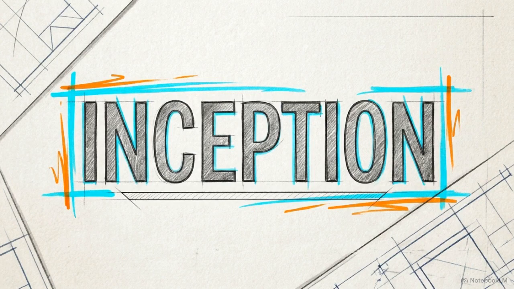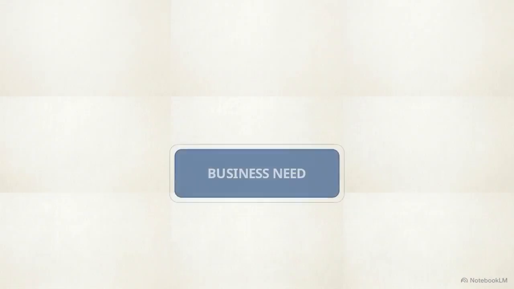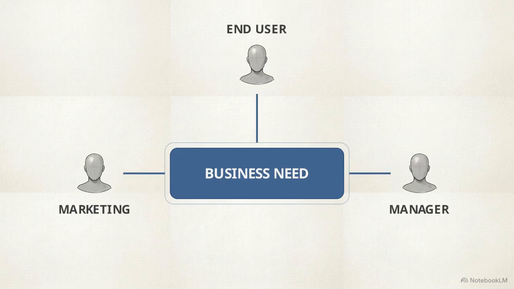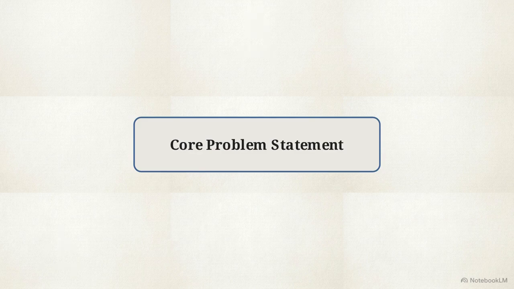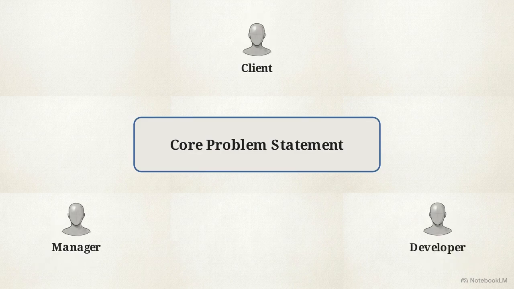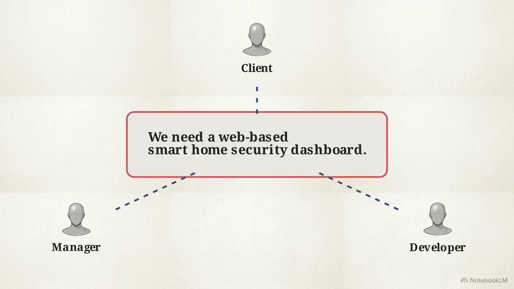The process starts with the inception phase. This is where you identify the core business need and figure out exactly who the stakeholders are. For SafeHome, the outcome of inception is answering basic questions to form a single, clear problem statement, like, we need a web-based smart home security dashboard.